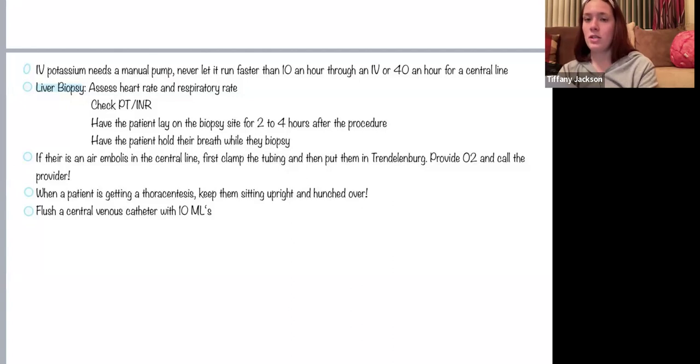We always flush our central venous catheters with 10 mLs of normal saline.